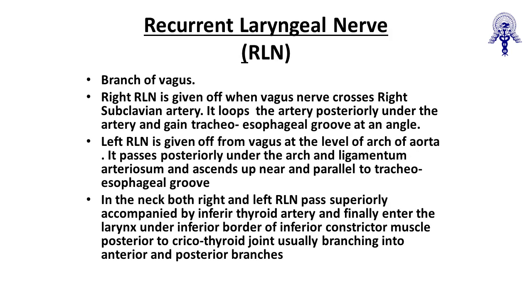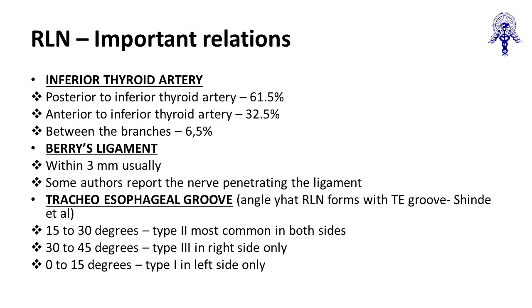The other is the recurrent laryngeal nerve. Again, you know its anatomy, I am not going into it, but the courses on the right side and the left side are a bit different. On the left side it actually recurs on the arch of the aorta and gains the tracheoesophageal groove much below and runs parallelly upward, but on the right side, at the root of the neck, it hooks around the right subclavian artery and gains the tracheoesophageal groove at an angle, and so it is more vulnerable. Its relationship with the inferior thyroid artery is very important to understand in order to save this nerve during the surgery.